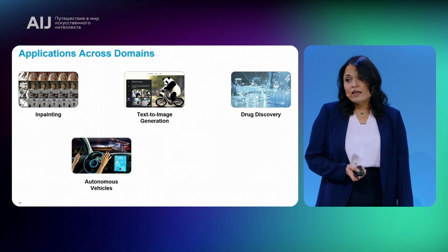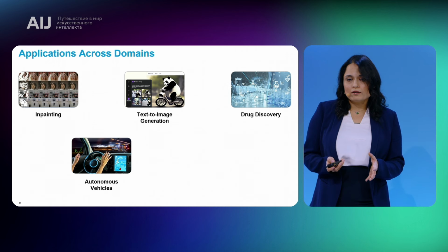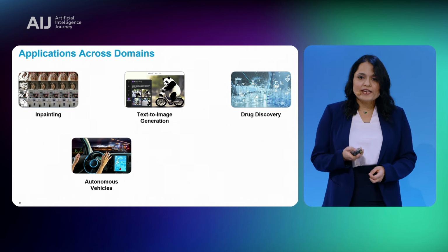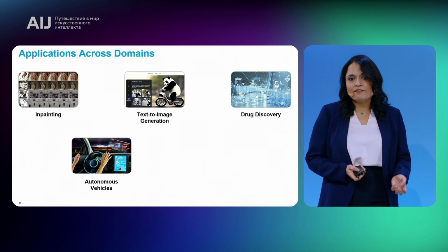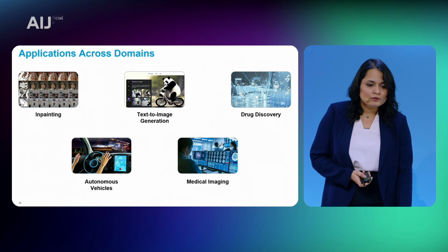Autonomous vehicles. Again, you can use Stable Diffusion to create new complex traffic scenarios, which can then be used by these autonomous vehicles to test. So you can test those autonomous vehicles on these complex traffic scenarios, which have never been generated before.